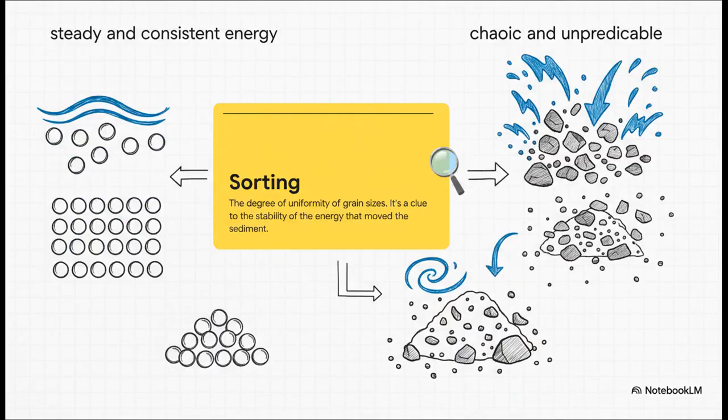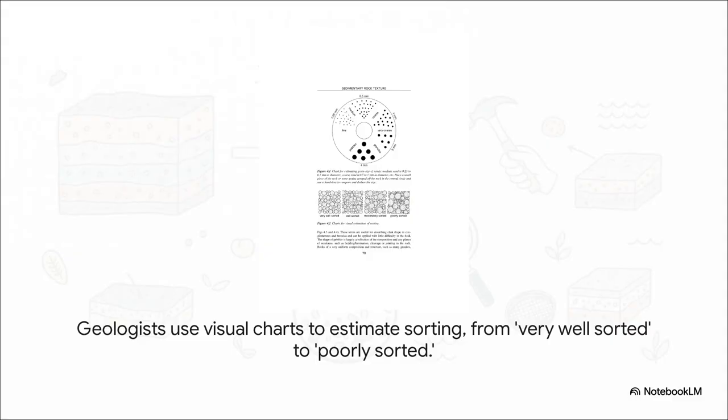But the average size of the grains is only half the story. We also have to look at the variety of sizes in the mix. And this is a concept called sorting. It tells us whether the energy that moved all this sediment was steady and consistent, or if it was just totally chaotic and unpredictable. And what's so cool about this is how practical it is.